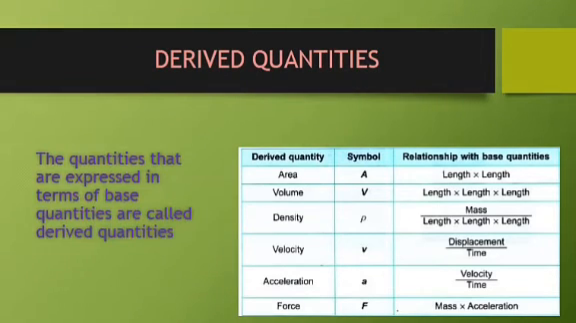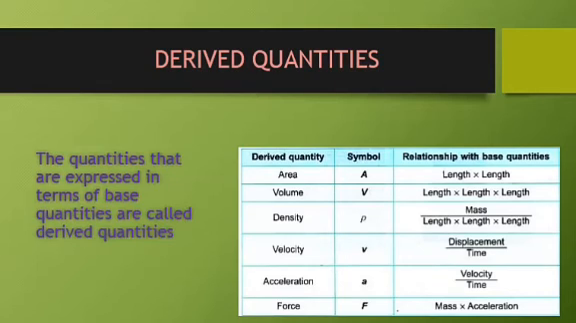Derived quantities are expressed in terms of base quantities and they are several in number. Derived quantities are obtained through multiplication and division of base quantities and have a particular formula like that. Area is the product of length and breadth. Volume is the product of length, breadth and height.